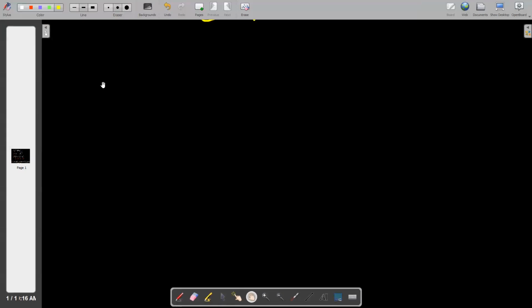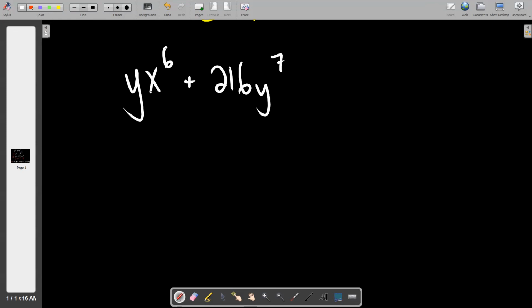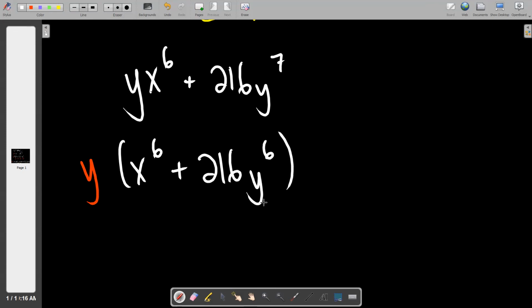So I finally printed myself a copy, so I don't need you to read me the problem. I should have done that a long time ago. So I'm looking at y times x to the 6th plus 216 y to the 7th. The way I look at that is there is a GCF, but it's not very extensive. There's just a y. So that leaves us with x to the 6th plus 216 y to the 6th.